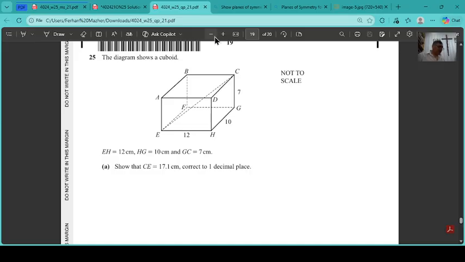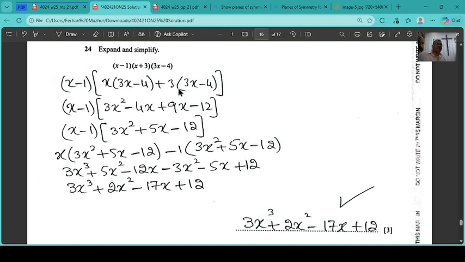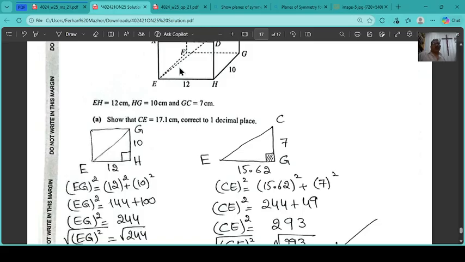So this is what they are asking us to do. This is a 3 marks question. First of all, I will take this floor. I will find EG. Once I know EG, then I will take EGC, right angle triangle. I know EG, I know GC. I will be very easily able to find out EC. Very easy peasy question. So let me show you.